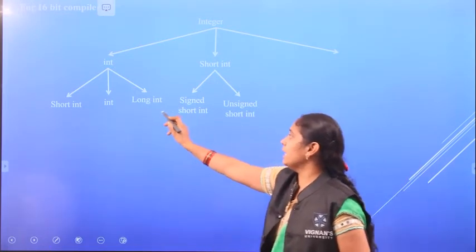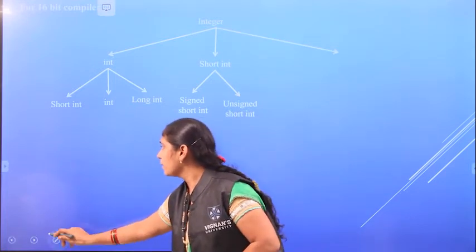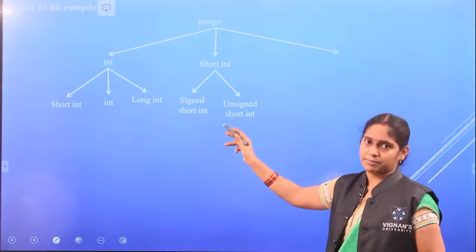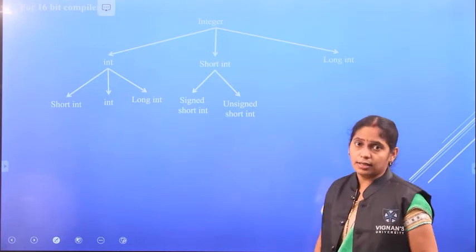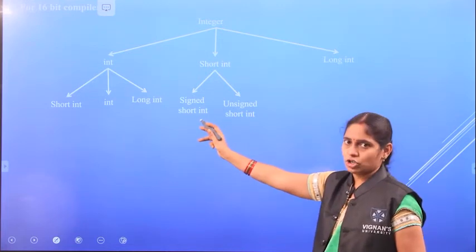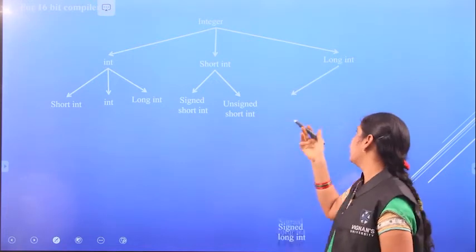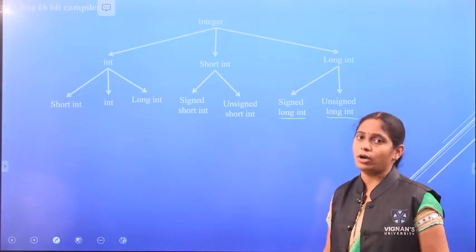Then coming to long int. So these are the forms. In the short int we have two types, signed short int and unsigned short int. And then coming to the long int. Just as we have two forms in the short int, likewise here also we have two forms, signed long int and unsigned long int.